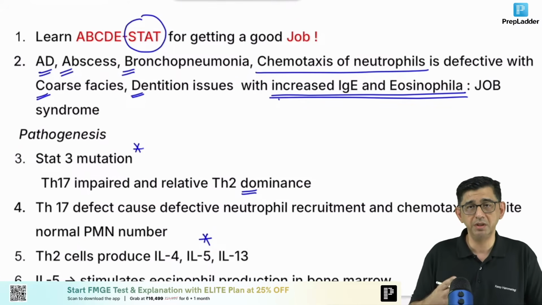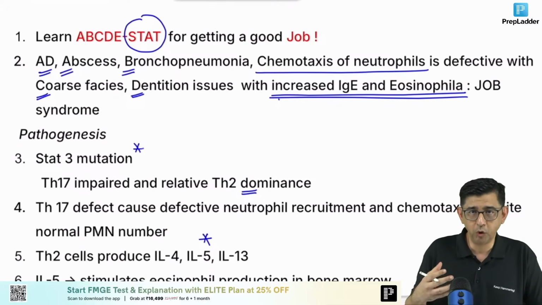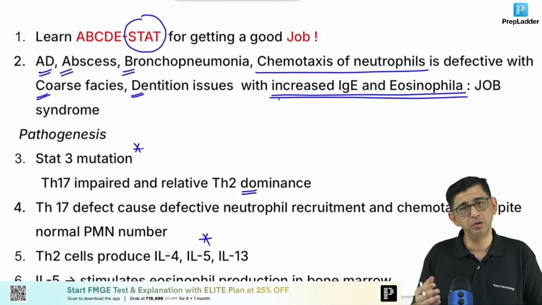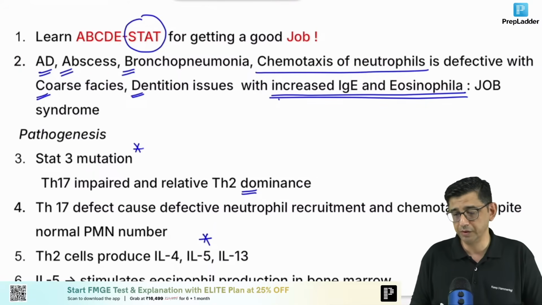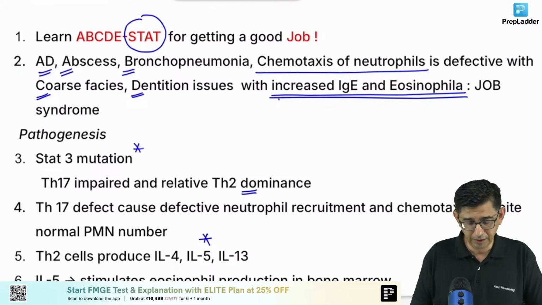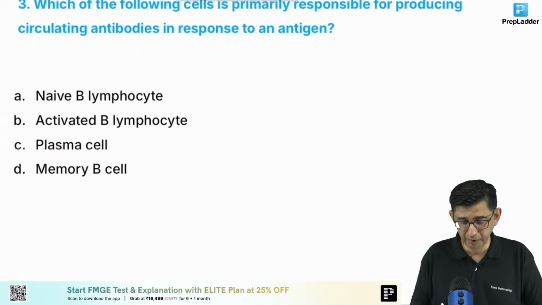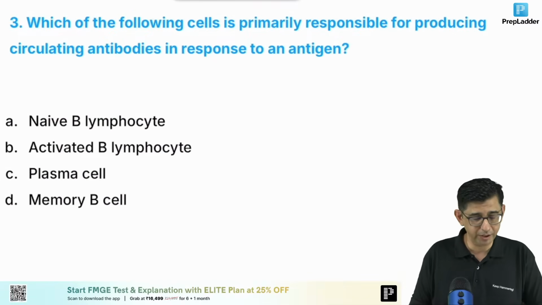So there are two things that are happening which are the cause of this problem. One, Th17 defect causes neutrophils to be poor quality, and the Th2 dominance stimulates the bone marrow to contribute to more production of eosinophils. So that would be the correct description for the question. So very well done guys. I think you did a great job by solving the second question, and let's move on to the third one for today.